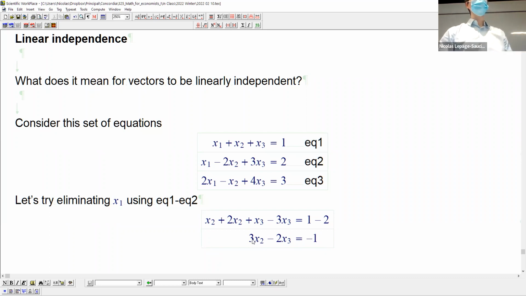Is it class related or? Well, you can chat, but not too loud.